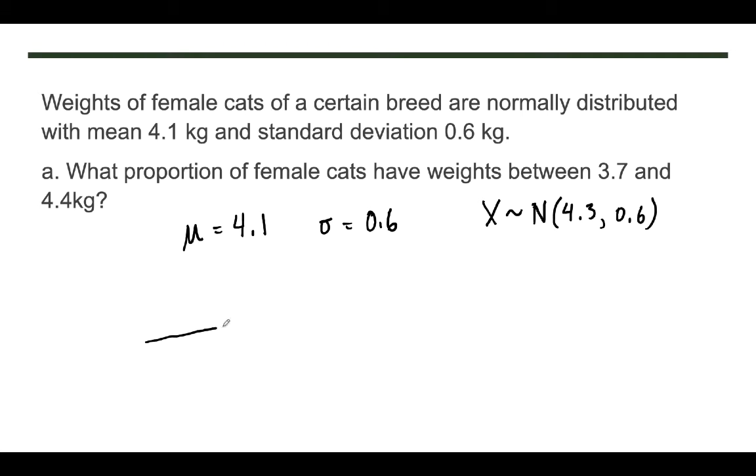What that's asking is, if we have the curve here, sorry, it's a little tilted, the curve has a mean of 4.1. And we're asking for the area between 3.7, this is just a sketch, and 4.4. We're asking for the area under here. Okay, so let's go to Desmos and see what that looks like.